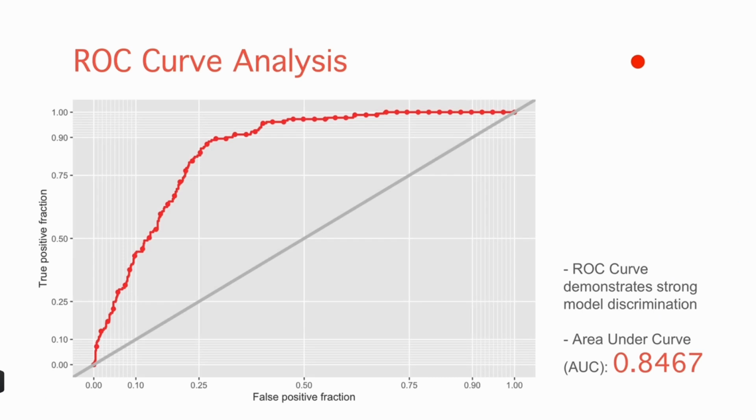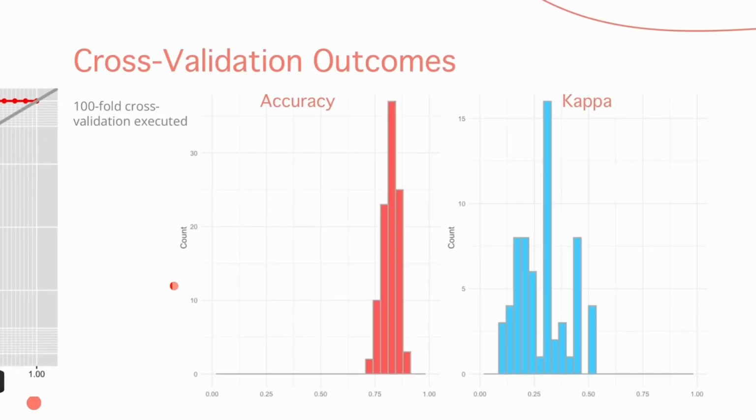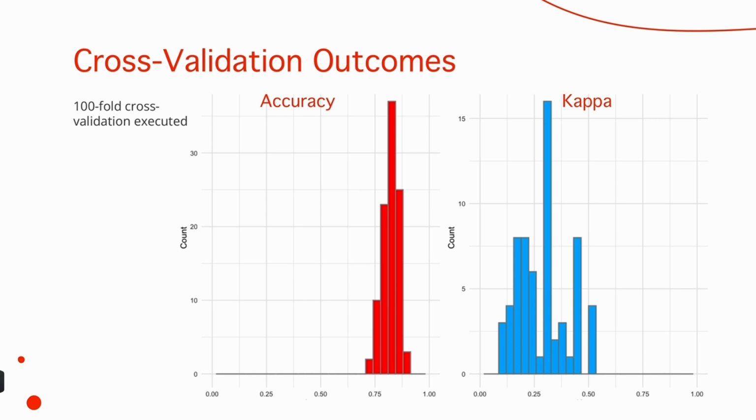The ROC curve analysis, marked by a steep climb in the graph, demonstrated the model's strong capability to differentiate between areas at risk and not at risk of flooding, supported by an AUC score of 0.85, vital for informed flood management decisions. To solidify our confidence in the model, we conducted extensive cross-validation, revealed through histograms.